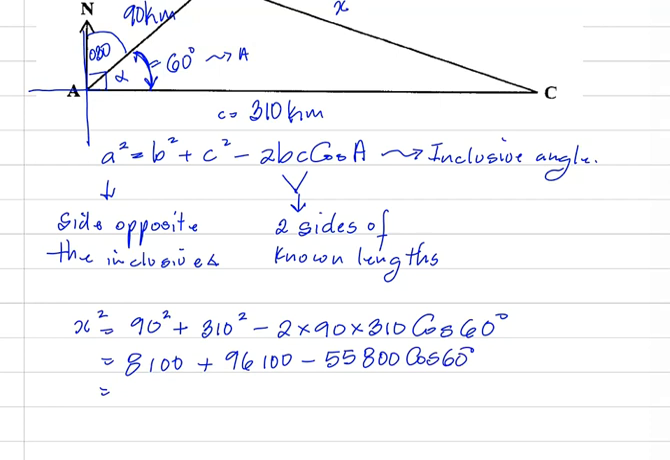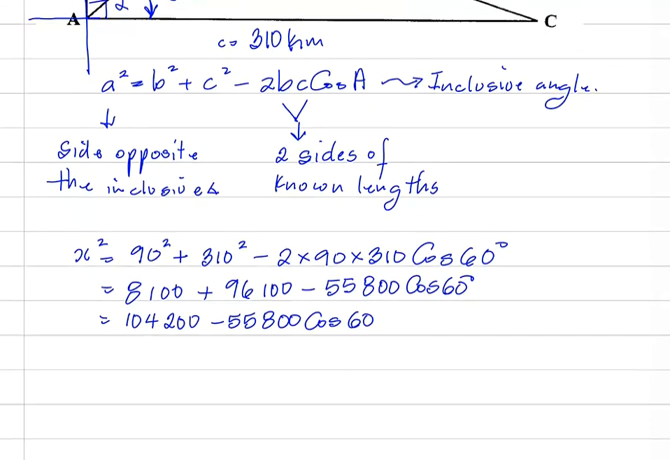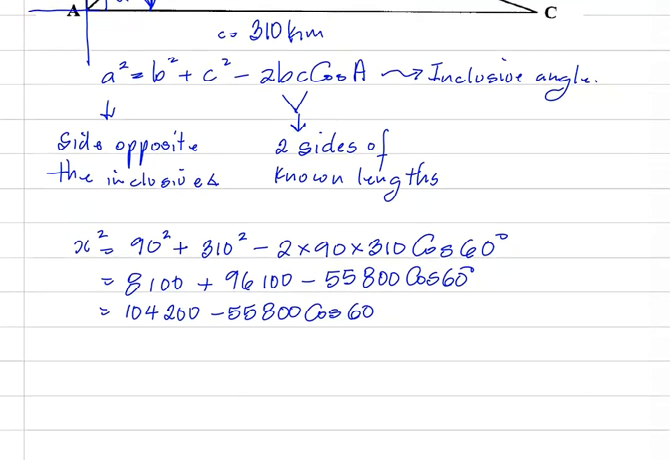So 8,100 plus 96,100 is 104,200, minus 55,800 cosine of 60. All right, so this is x squared. The opposite of square is square root, so x would be the square root of all of this.